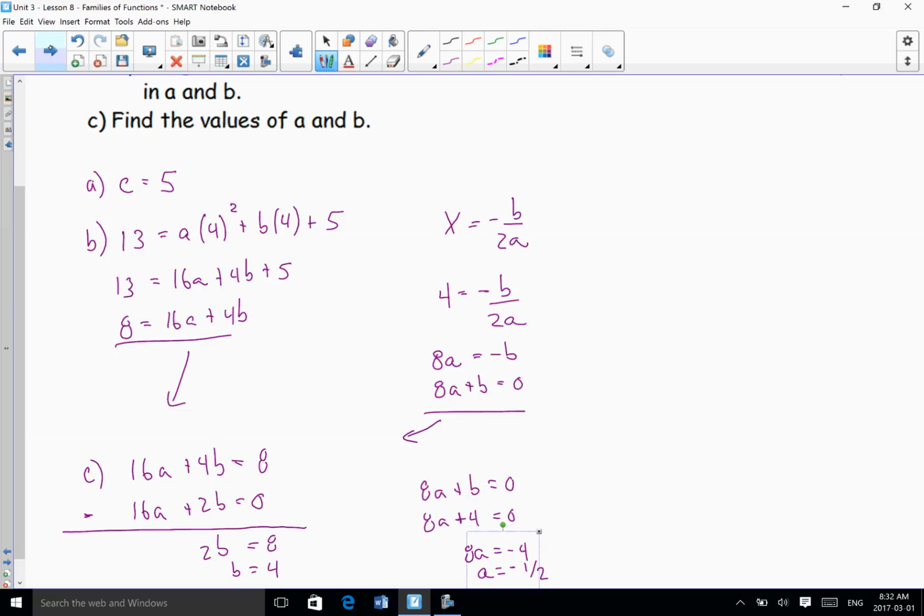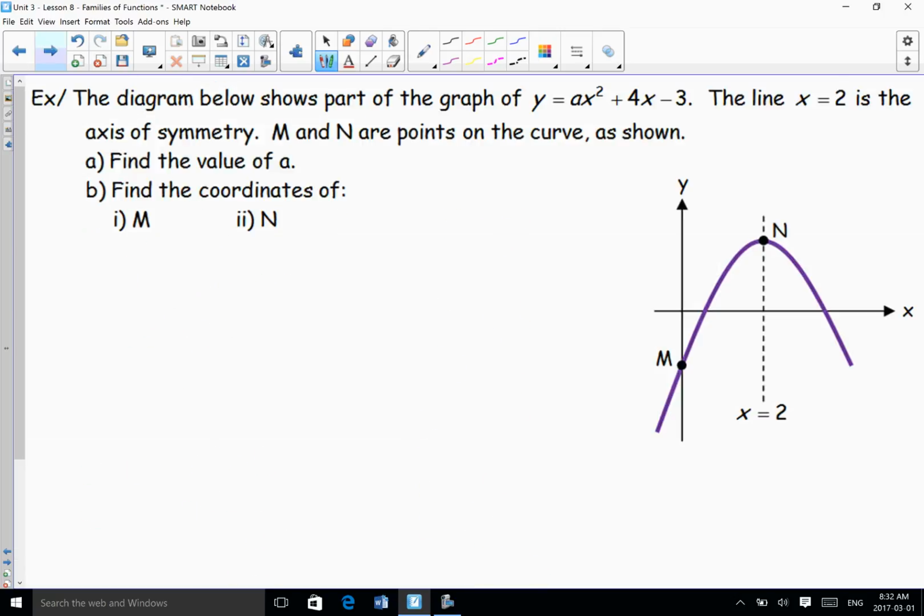All right, one more. The diagram below shows part of a graph. They give us some of the information. The line x equals 2 is the axis of symmetry. M and n are points on the curve as shown. Find the value of a. So again, they're giving us a hint. It's in standard form. Standard form means negative b over 2a, probably useful. We know the axis of symmetry is 2. We know b is 4, so negative b will be negative 4 over 2a. Cross multiply and solve. And we got a.